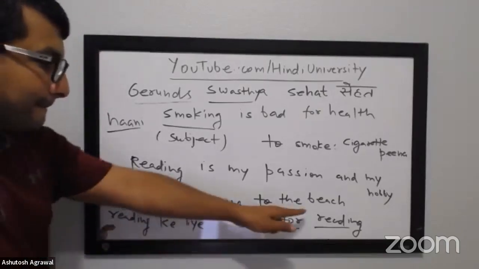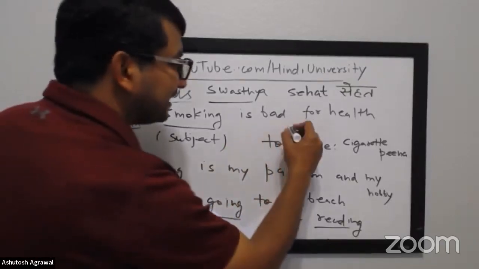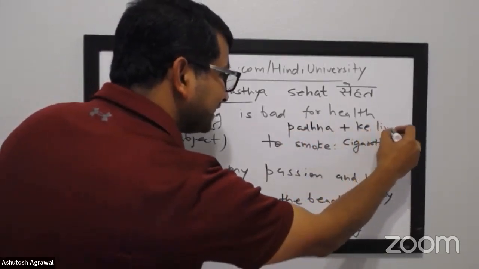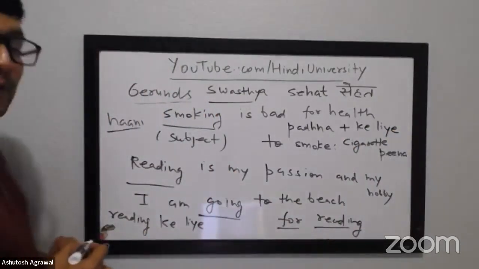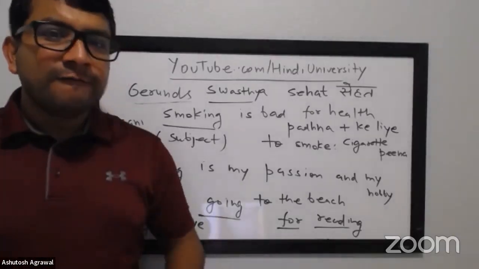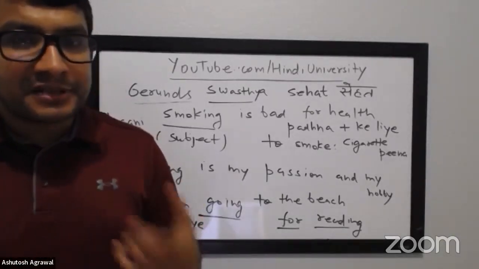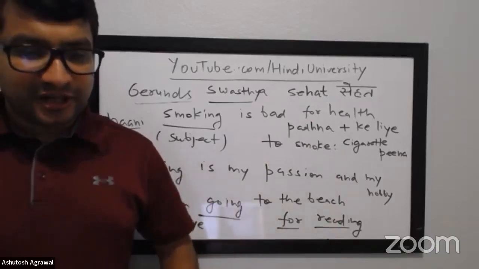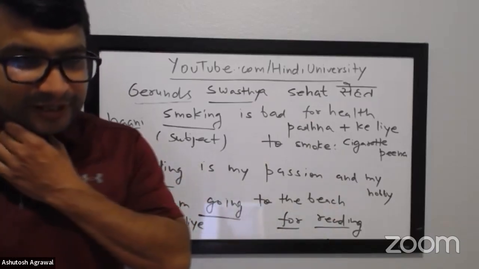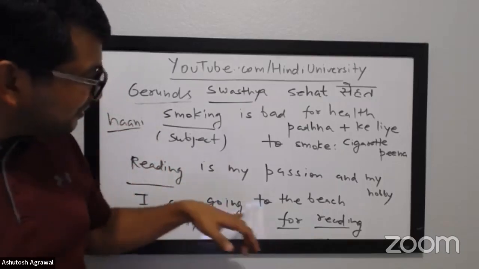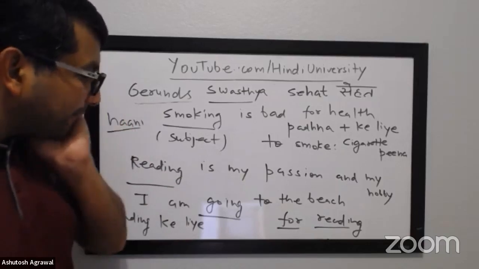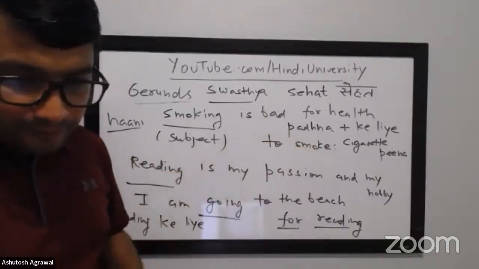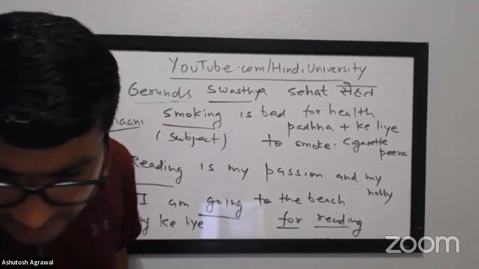What is reading? Reading is padhna, and after that you have ke liye, so it becomes padhne ke liye. So this is your case number two, where your infinitive form changes into the oblique case. So you said main padhne ke liye beech ja rahi hun aur beech ja raha hun. I'm going to do more, but I thought I'd quickly introduce it because this example was relevant. If you want to practice more on case number one, I'm happy to do so. Case number two is nothing but... Any thoughts, questions? Let's give some more time.